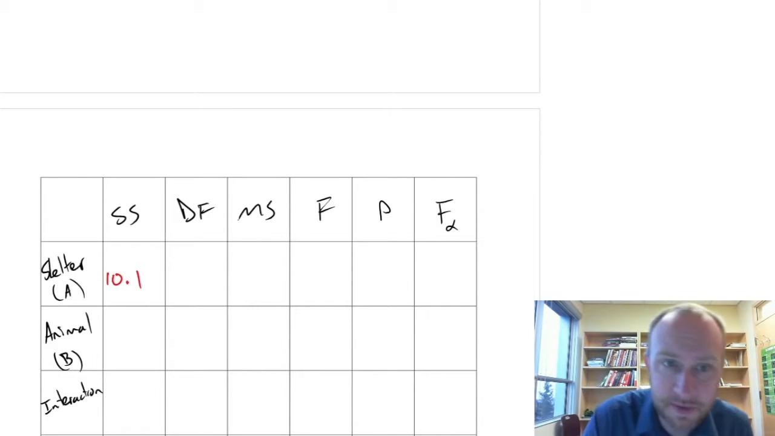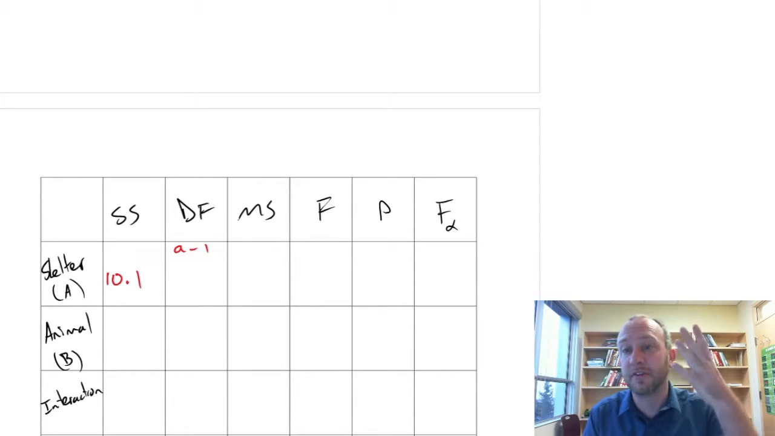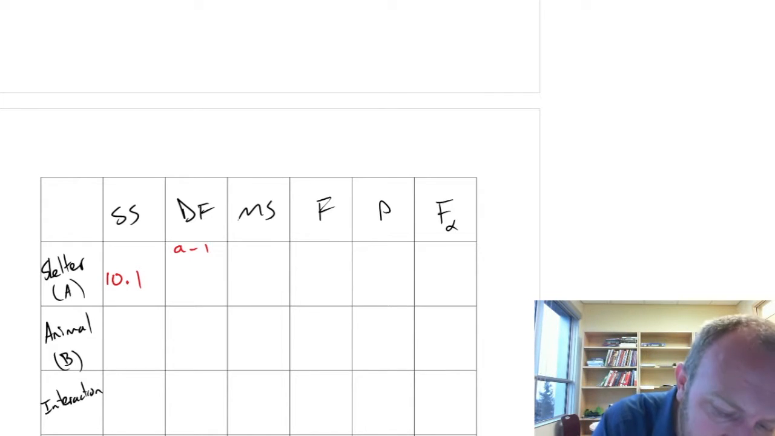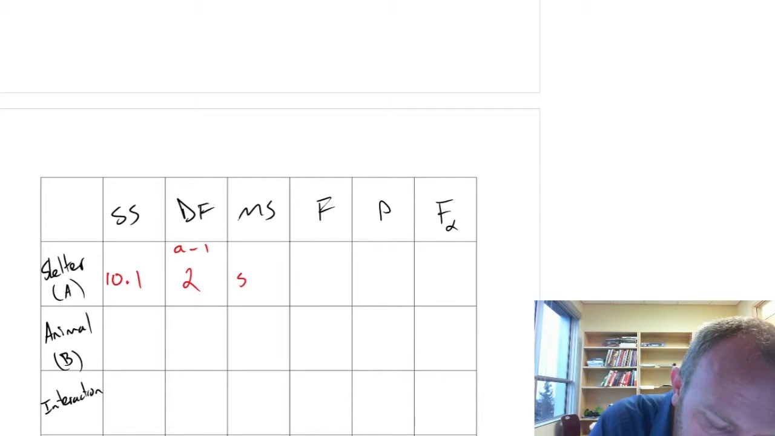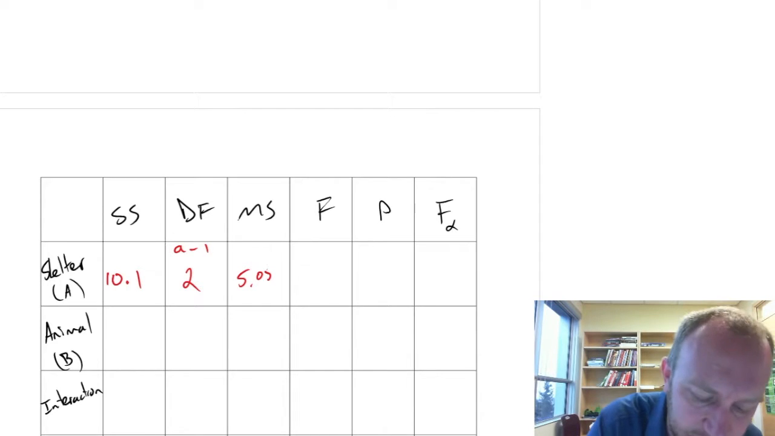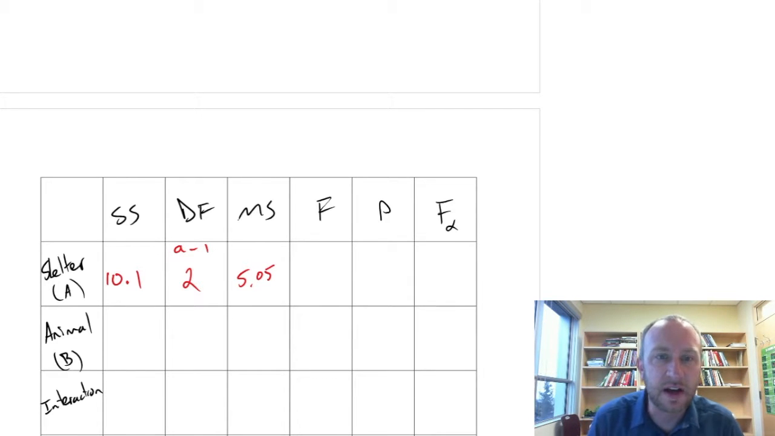Degrees of freedom on SSA is A minus 1, so the number of treatments minus 1. Again, this part's very similar. So this is going to be 3 minus 1 is 2, and so our degrees of freedom here will be 5.0, our mean square for factor A is going to be 5.05.